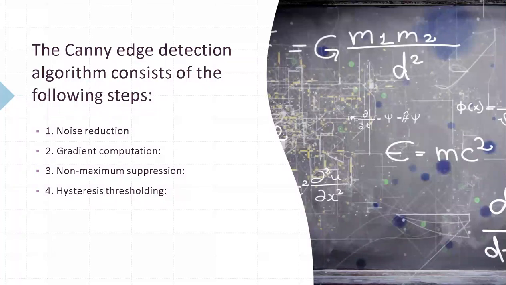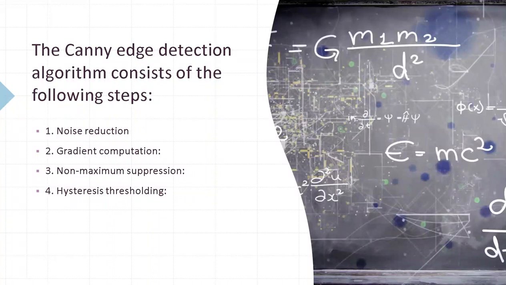Then the second step is gradient. Gradient magnitude and direction are calculated for each pixel in the image. This information is used to identify the edges where the gradient magnitude is high. And then the third one is non-max suppression. The gradient magnitude is checked for each pixel in the direction of the gradient. If the gradient magnitude of the pixel is not maximum in that direction, it is suppressed to thin the edge. And the last one is thresholding. We apply thresholding to further refine the edges.